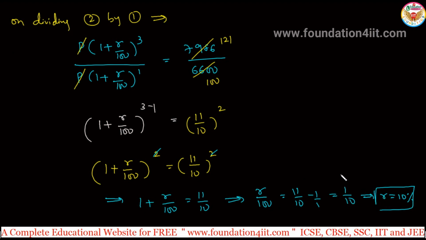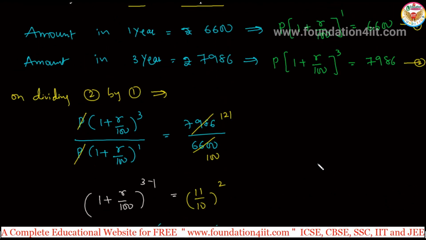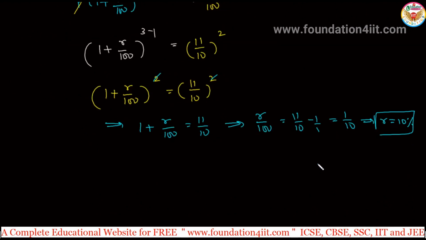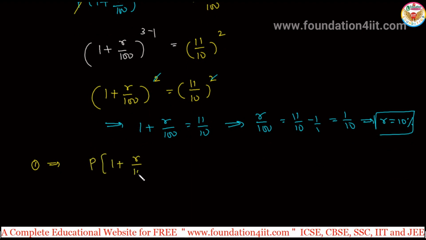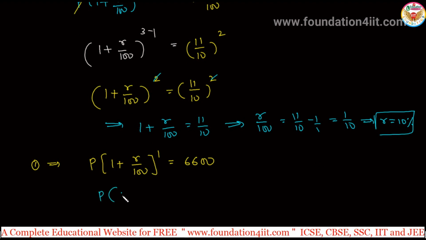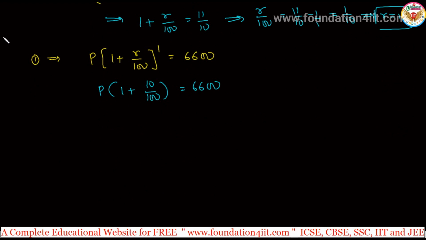Once you get the rate of interest as 10%, this R value we can substitute in equation 1 or 2 to get the P value. Let us take the first equation. First equation is P into 1 plus R by 100 all to the power 1, that is equal to 6600, right? In this, the R value we got is 10, so you substitute. So P into 1 plus 10 by 100 is equal to 6600. From this you can calculate the principal amount. That is directly 10 times. P into 1 plus 1 by 10 is 11 by 10.